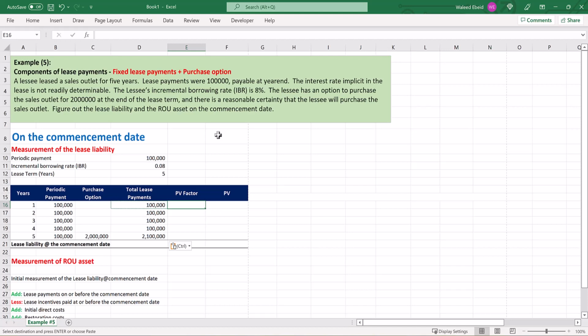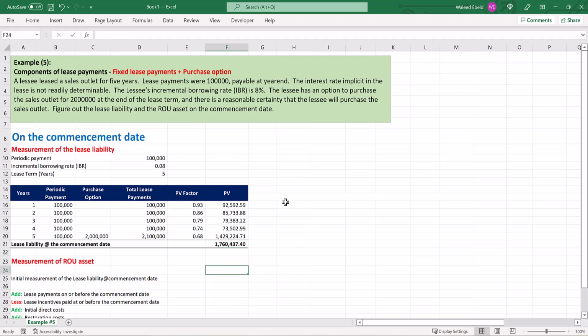The present value factors are in the next column. The present value for each payment, then sum the whole column, and this is the lease liability on the commencement date.